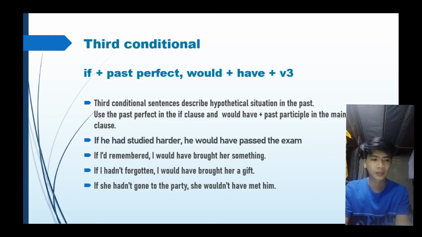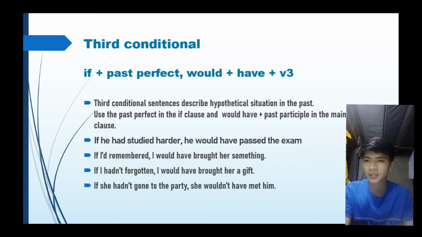And how do we create the third conditional? To make a sentence with the third conditional, we can use this formula. If plus past perfect, would plus have plus verb 3. Use the past perfect in the if clause and would have plus past participle in the main clause.